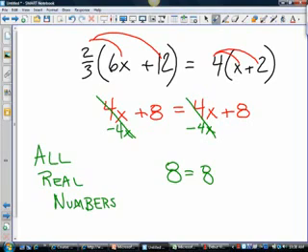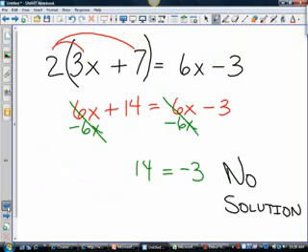So the difference is when the two sides end up being equal to each other, that's when all numbers work. Back to this first one, when the two sides don't equal each other, that's when you got no solution.